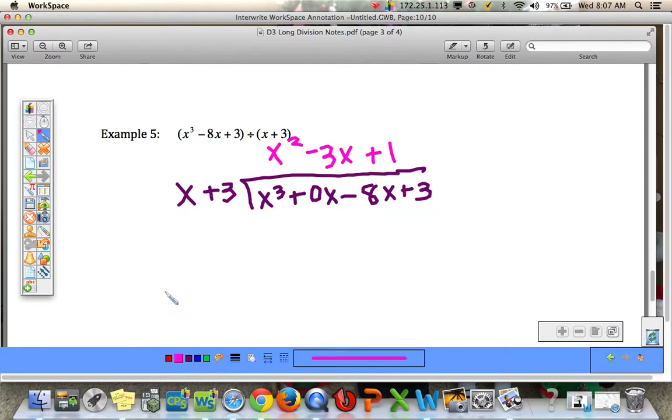So try the long division method. Tomorrow we're going to go over synthetic division, which hopefully you'll find faster and easier. But try this for today, and we'll go over any questions tomorrow.